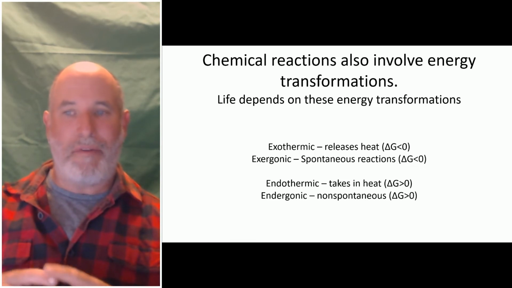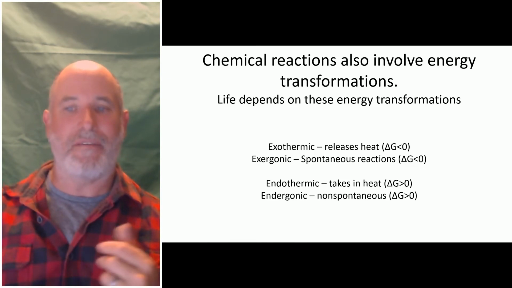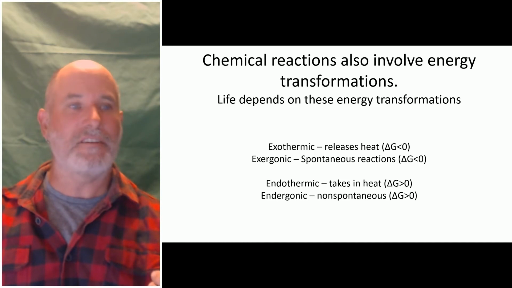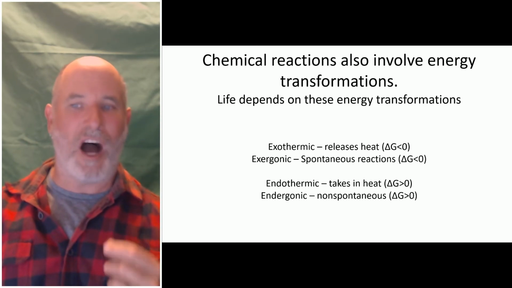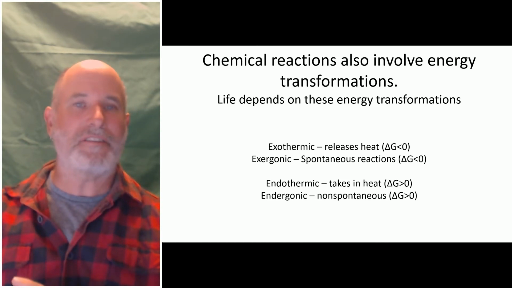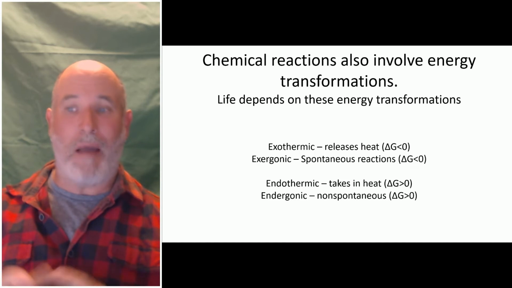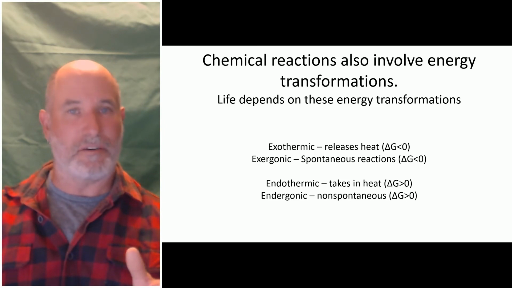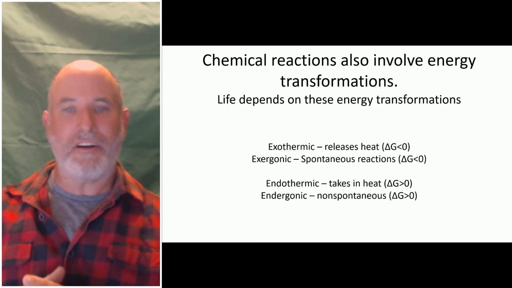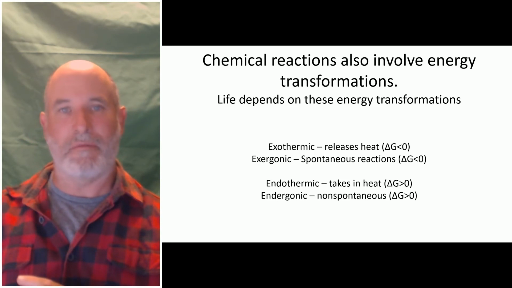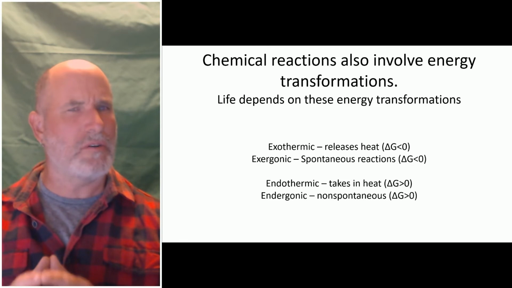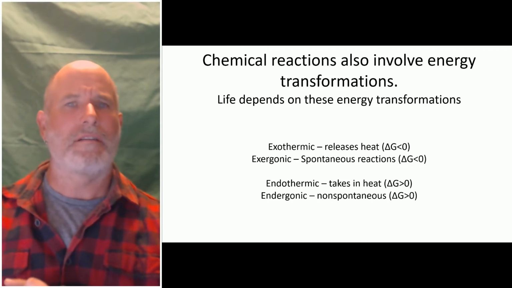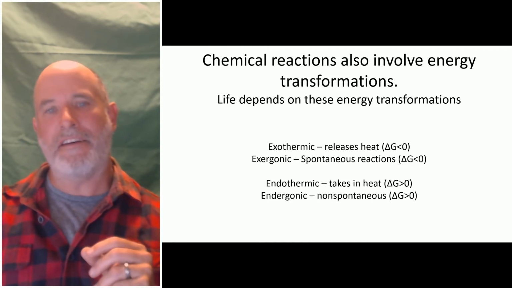So we have these different types of chemical reactions. You can have exothermic. These release heat. You burn a fire. That's an exothermic reaction. Delta G is less than 0. We also have something called an exergonic reaction, and these are spontaneous reactions. That means delta G is once again less than 0. But an exergonic reaction is very similar to an exothermic reaction, except exergonic reactions don't always have to release heat. That's the difference. And they're called spontaneous.